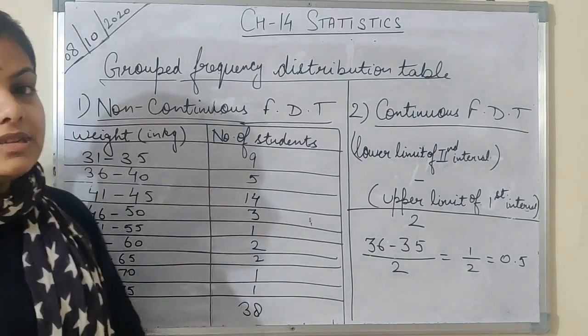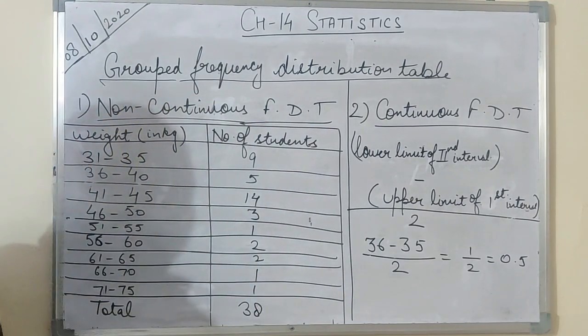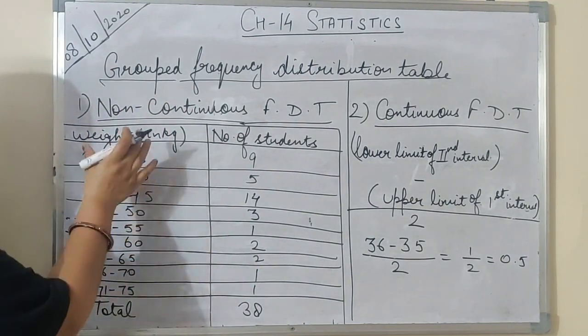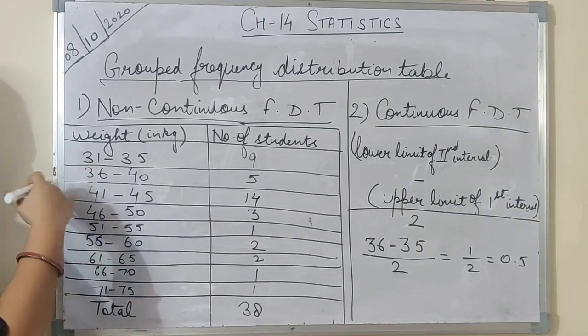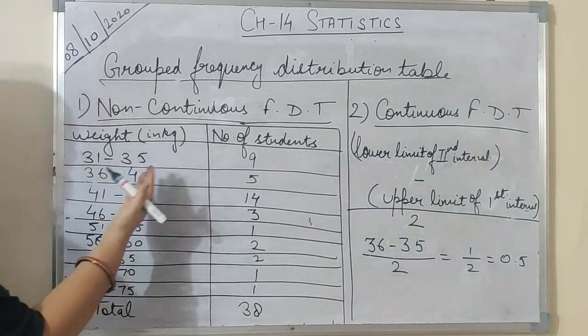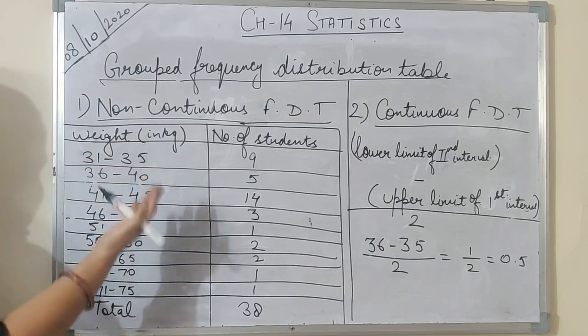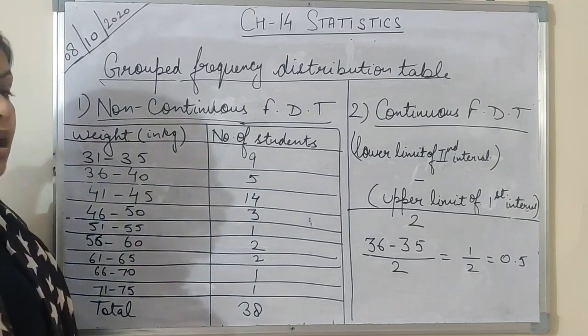As in my previous lecture I have told you, in the given interval, whatever number is written in front, that is the lower limit. Whatever number is written at the back, the second number, that will be the upper limit.